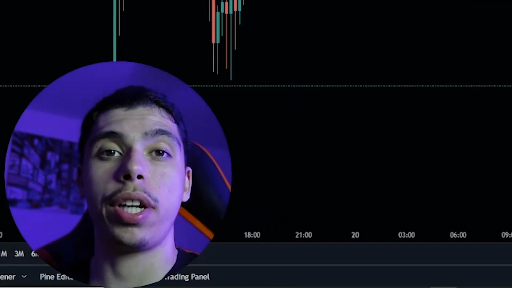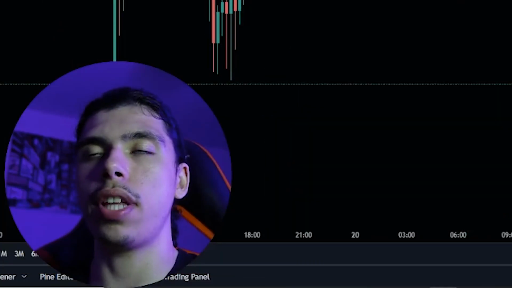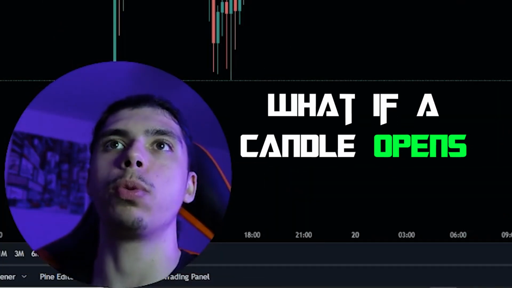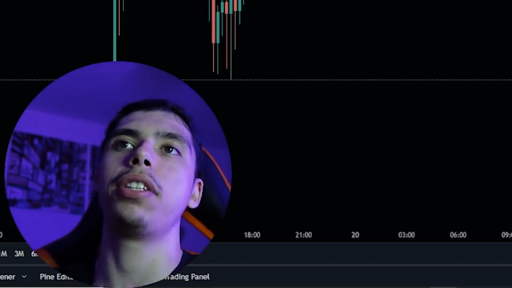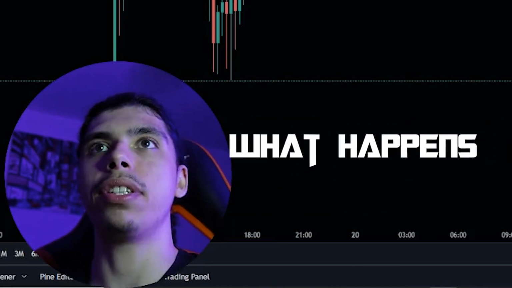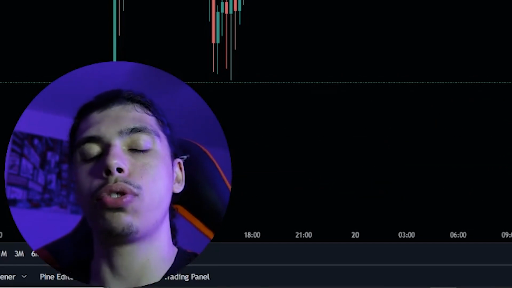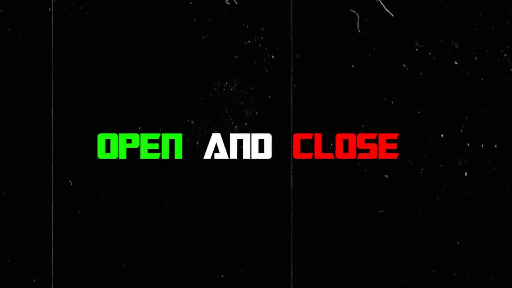Alright guys, so when it comes to candles not having top and bottom wicks, there's different scenarios that we're going to cover. The first scenario is what if a candle opens with no top wick and we expect price to go up? Same for the downside. Then we're going to cover what happens if we're looking for upside and the candle opens with no bottom wick. And also, what do we do when candles open and close with no top and bottom wicks when we're looking to trade?